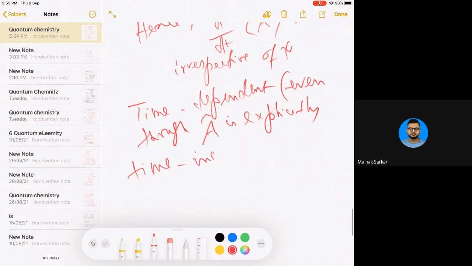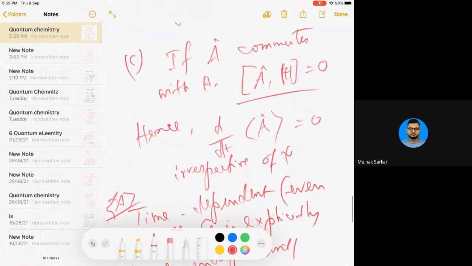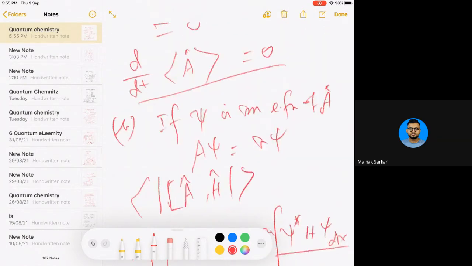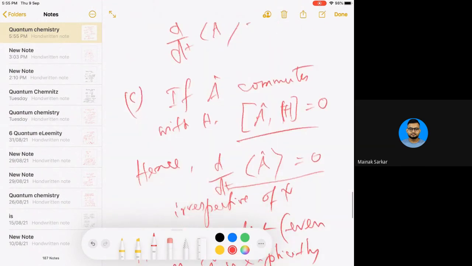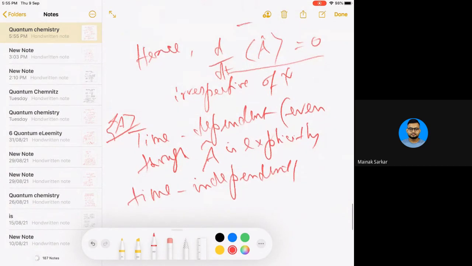So can you please repeat the statement? Yeah, now I'm asking, when will the average value of A be time dependent? We have seen that it is not time dependent. d/dt of the average of A is 0 if psi is an eigenfunction of H, or psi is an eigenfunction of A, or A commutes with H. In any of these three cases, the average value of A is time independent, right? What does d/dt of A equal to 0 mean? It means it is time independent. The average value does not change with time.